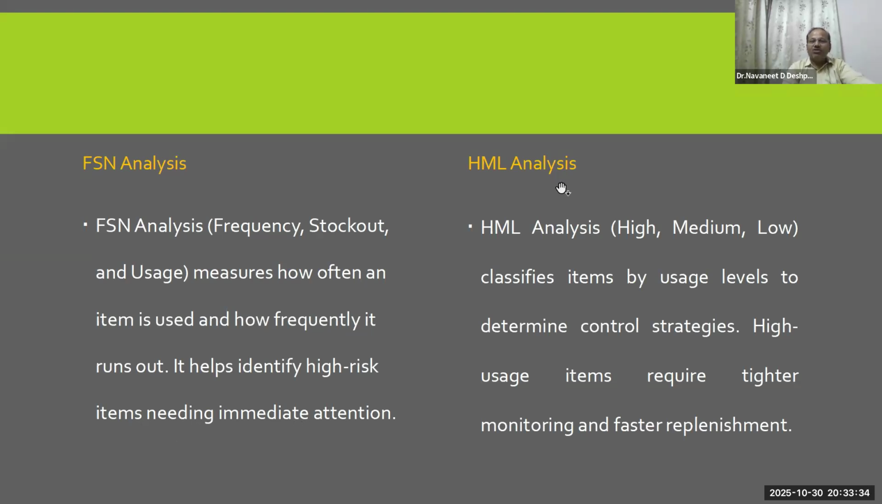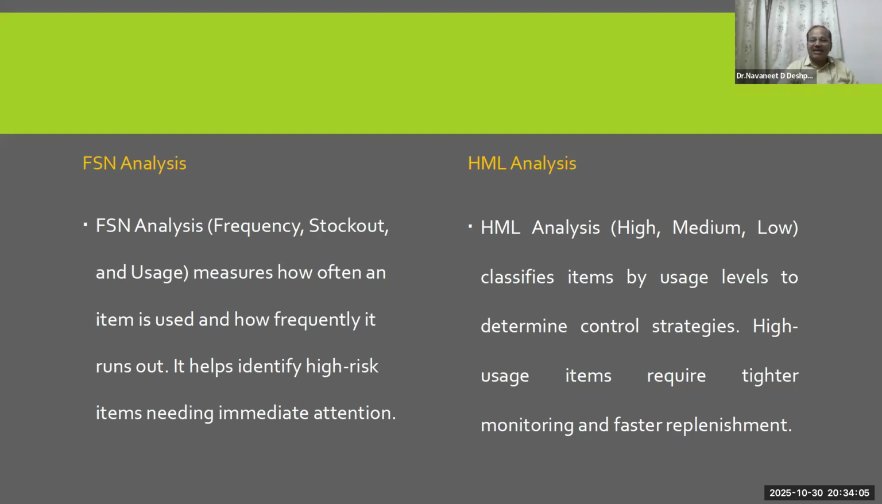And lastly, you also have HML analysis. One is high, another is medium, third is low. So we are classifying this in HML analysis. This HML requires tighter monitoring. Once you have this tighter monitoring while doing the supply chain or inventory management, you will have faster replenishment. You can replenish it very fast. So this is how it happens.